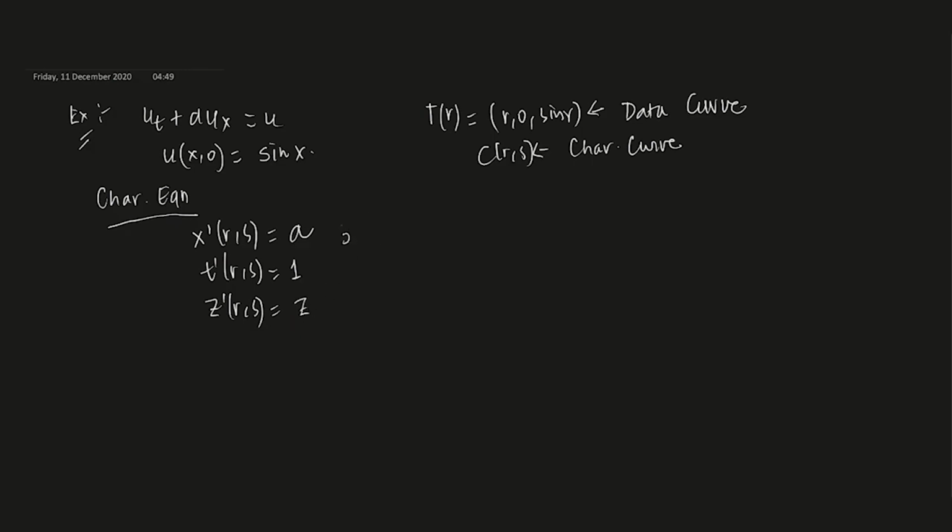Okay, what are the initial conditions given to us? So x at the point r0 is given to be r, y at the point r0 is given to be 0, and z at the point r0 is given to be sine of r, right? So this is what is there.